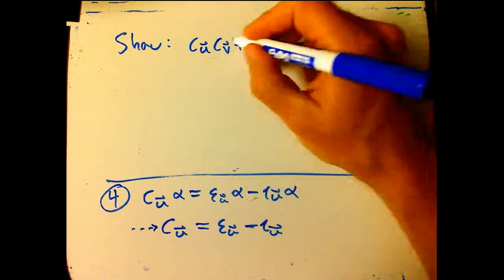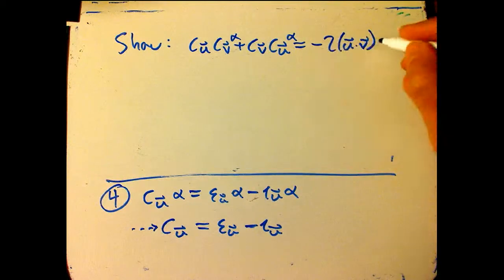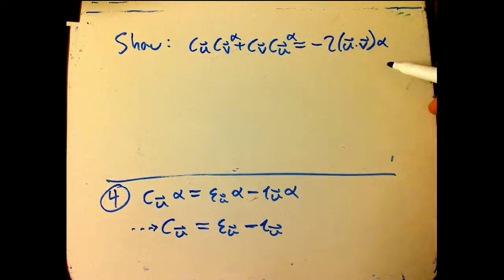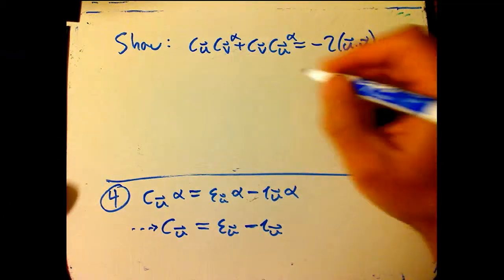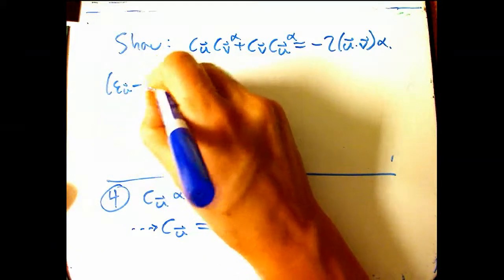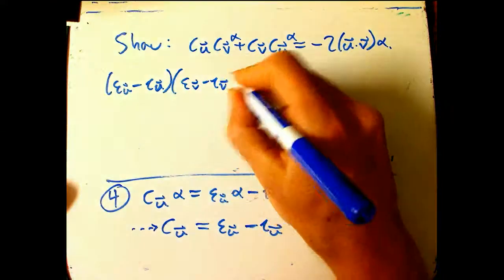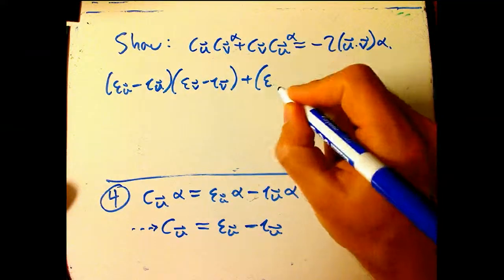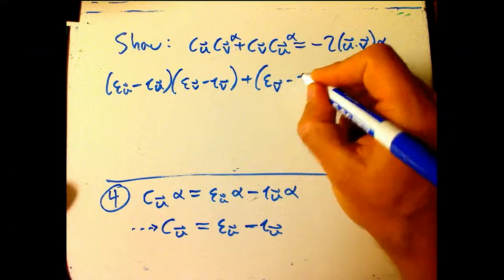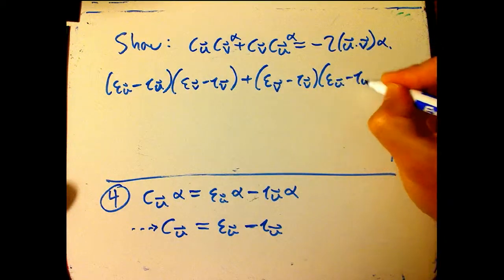Or in other words, to make it a little more explicit, if I act with both of those on alpha, it's again a scalar times alpha, and now it's just minus 2 times that. Okay? So you might want to pause the video before I show that. It's really easy, though. It's just expanding this out. Epsilon V minus IV, epsilon U minus IU.